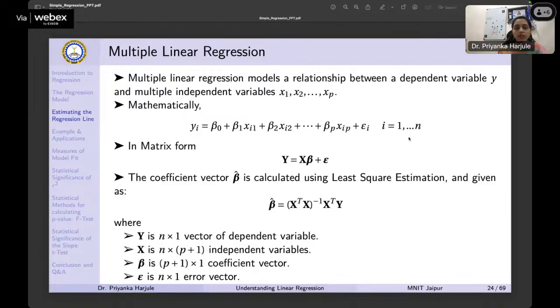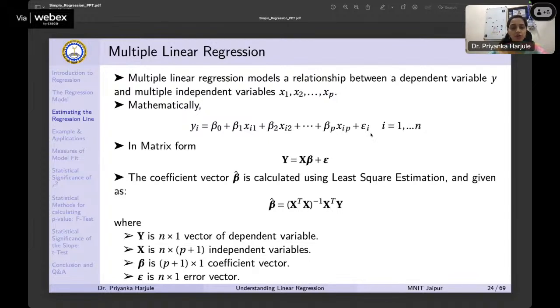You will have n such data points, so you can have first and second and third and so on. Yi is the ith data point. Xij is the value of the jth predictor for the ith observation. Beta naught and beta j's are the intercept and the coefficient estimates, and epsilon i is the error term. So what is the goal here?